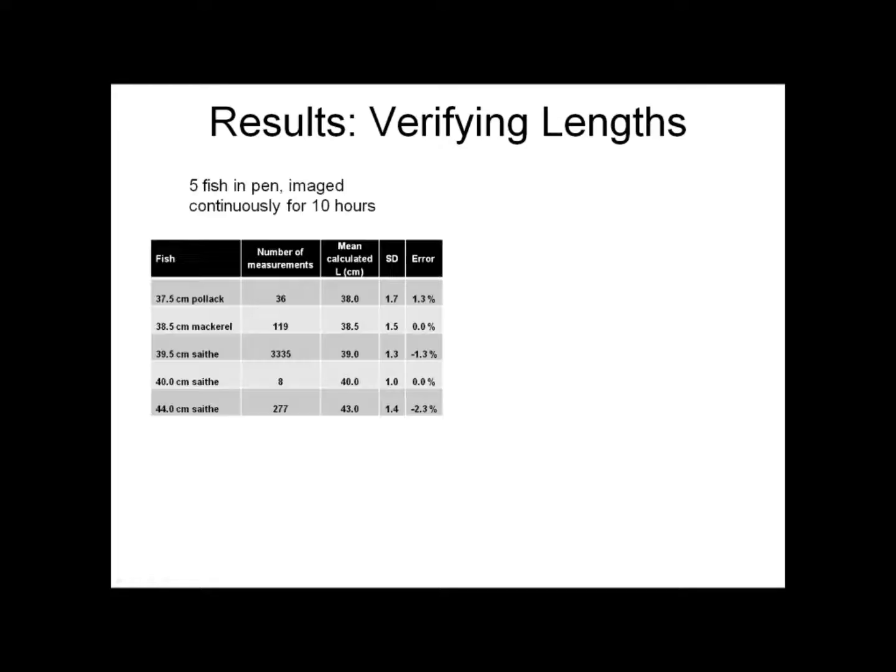And then we're also able to measure lengths. And we've tested this in 2 ways. The first, we had 5 fish in a pen and just let them freely swim back and forth in front of the camera over 10 hours. So we know the length of each of these fish. And here we're able to compare the mean length calculated from the images against the actual length of the fish. You can see for all individuals we were within 2.3% for the length.